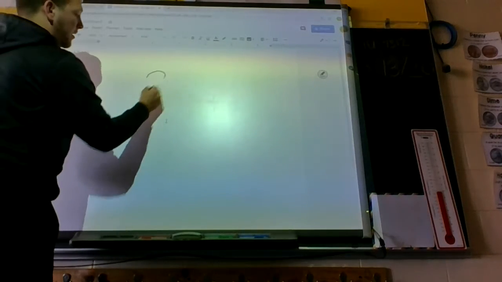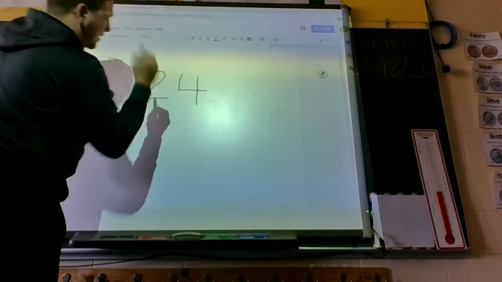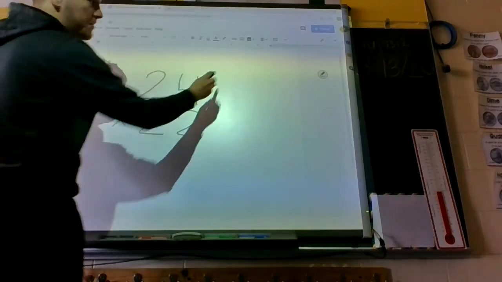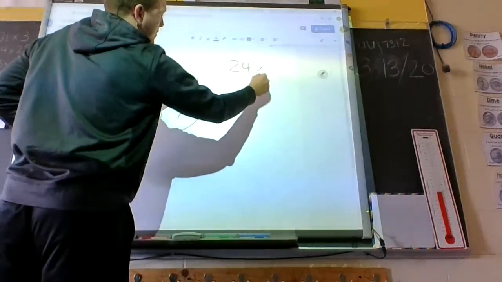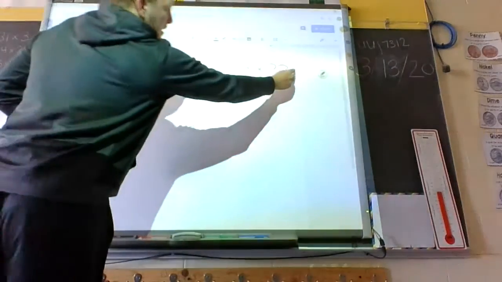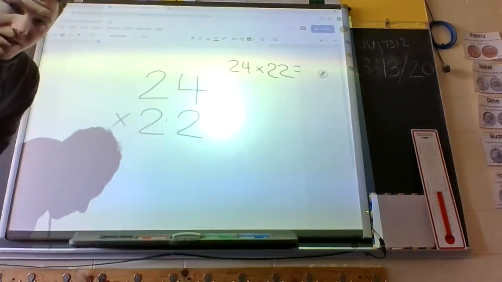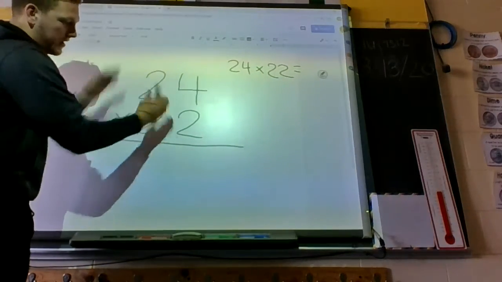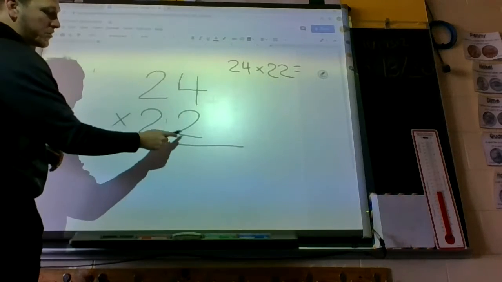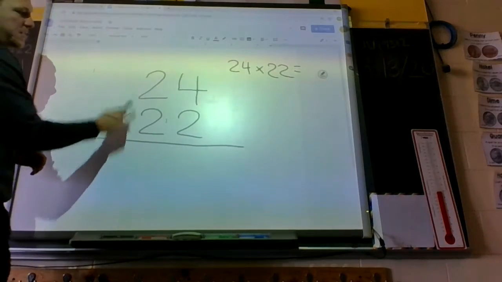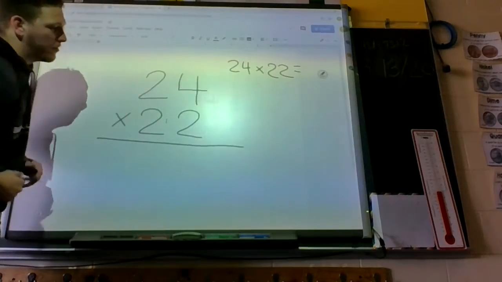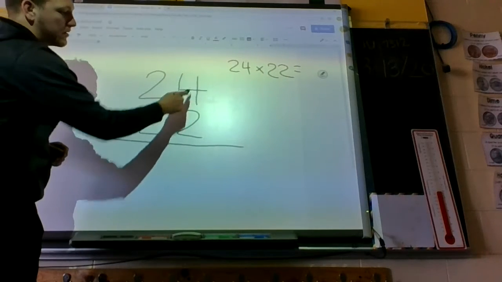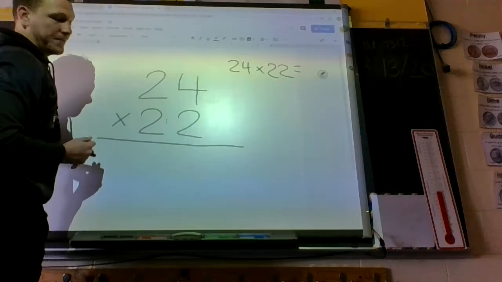Okay? Our other problem that we're going to do today is 24 times 22. Remember, sometimes it will be written like this, 24 times 22 equals. Sometimes it will be written like that. But before we solve, we have to stack it. 24 times 22. Stack those numbers on top, and then we can solve. So first, we're going to start with this 2 and say, hey, 2 times 2 is 4, 2 times 4 is 8. We have to do 2 times 4, 2 times 2. So that's going to be the first step.